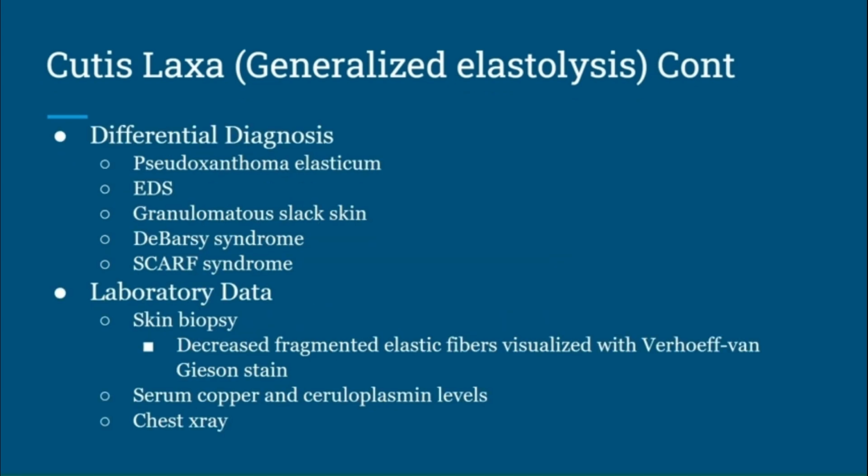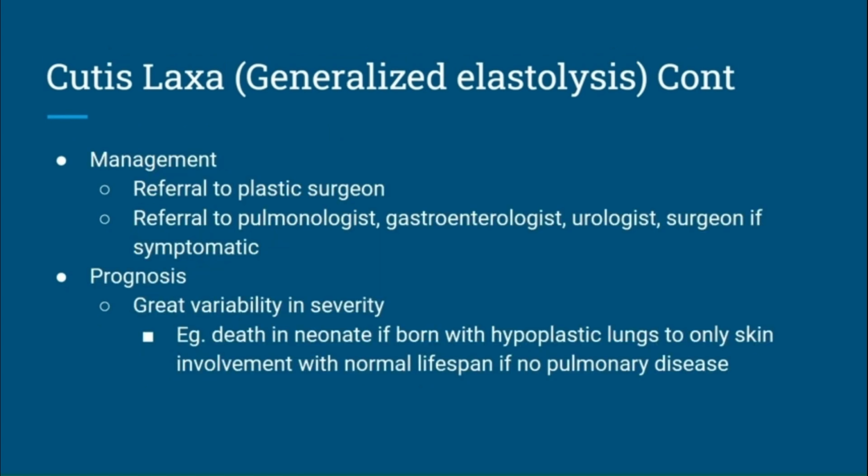Differential diagnosis here includes PXE, EDS, granulomatous slack skin, De Barsy, SCARF syndrome. Skin biopsy can show decreased elastic fibers, especially when you stain with a Verhoeff-van Gieson stain. Serum copper and ceruloplasmin might be elevated depending on your type of mutation. Chest X-ray can be helpful in terms of diagnostics, especially for that secondary lung sequelae. They might need to see plastics to help repair some of the cosmetic deficits from this disorder. Referral to pulmonology, GI, urology might be helpful if any of those parts of the body are symptomatic.